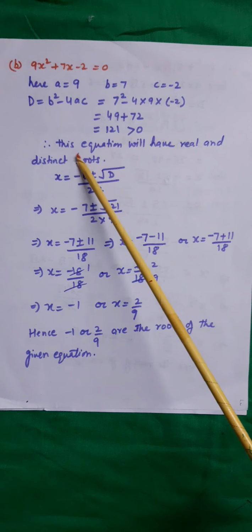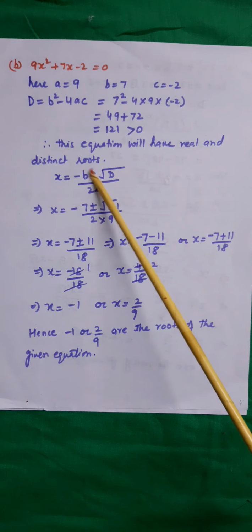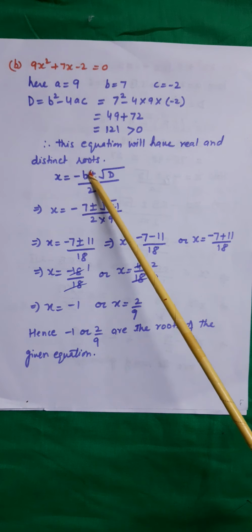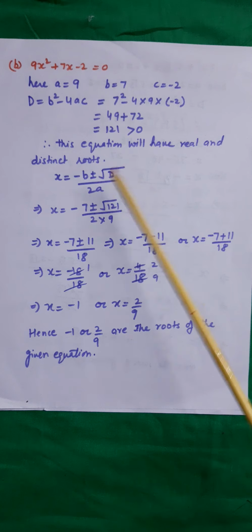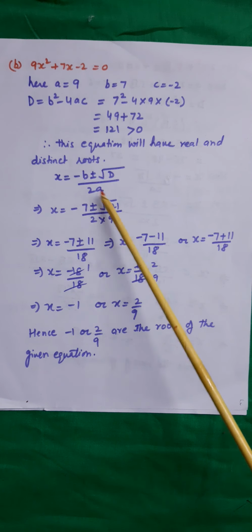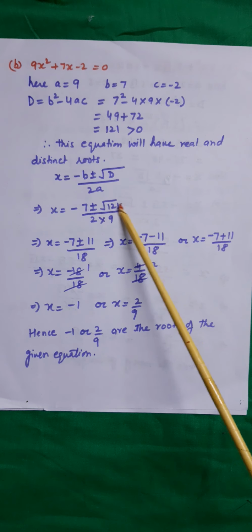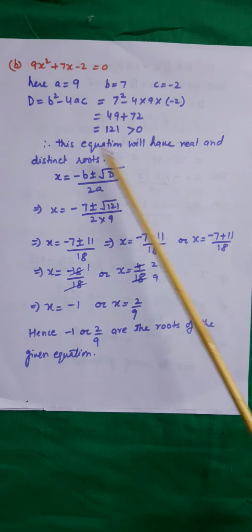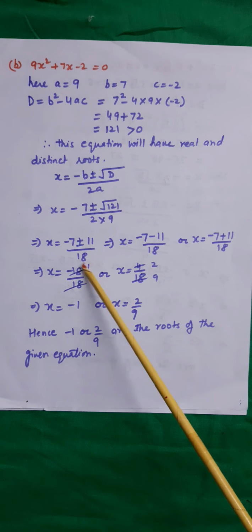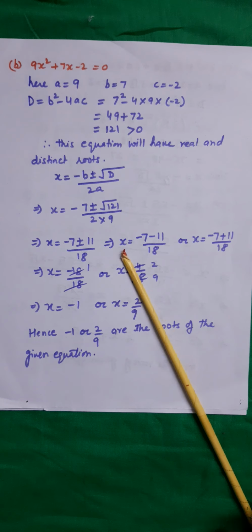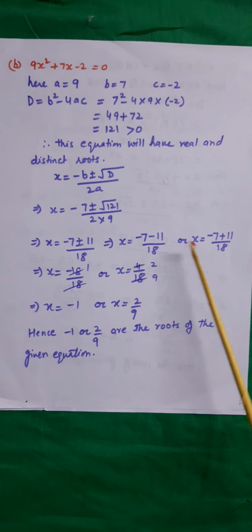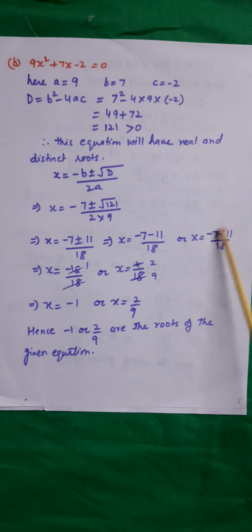That is again positive. Therefore, this equation will have real and distinct roots, which are given by the formula x is equal to minus b plus minus under the root D upon 2a, which implies x is equal to minus 7 plus minus under the root 121 upon 2 into 9. So this is equal to minus 7 plus minus 11 upon 18. That means I have two values of x. x is equal to minus 7 minus 11 upon 18 and x is equal to minus 7 plus 11 upon 18.